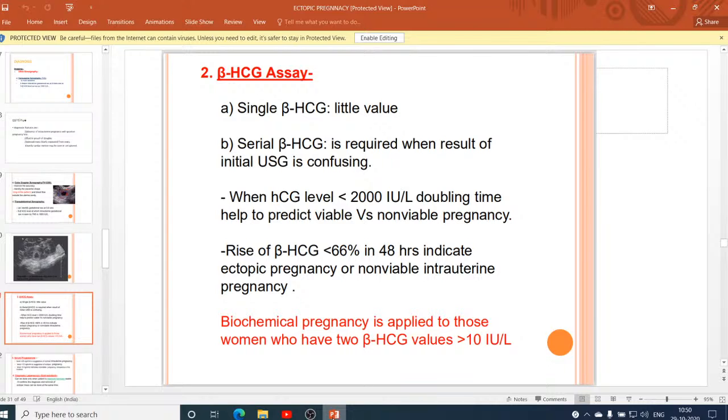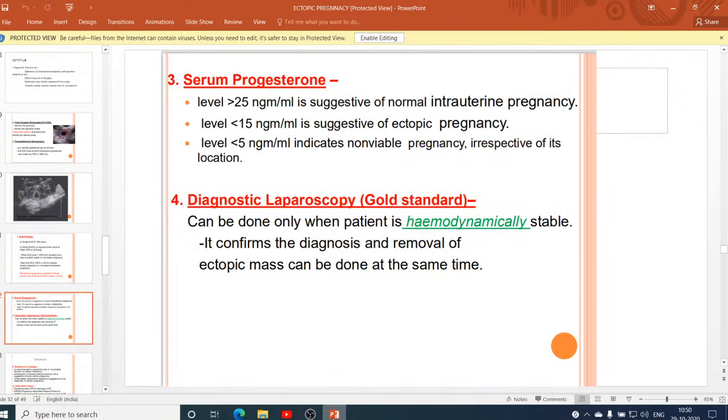Biochemical pregnancy is applied to those women who have 2 beta HCG values greater than 10 international units. Then a serum progesterone level greater than 25 nanogram per ml is suggestive of normal intrauterine pregnancy. Less than 15 is suggestive of ectopic pregnancy, remember. And a level less than 5 indicates non-viable pregnancy, irrespective of its location.